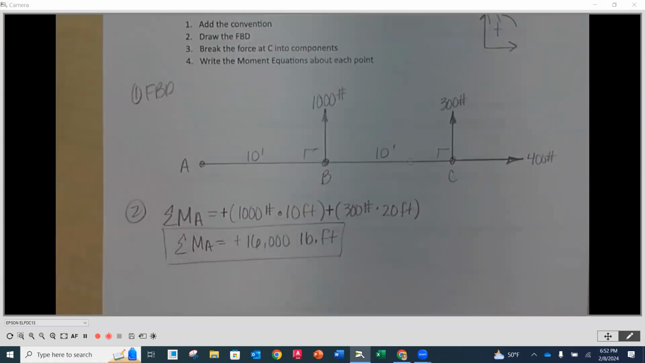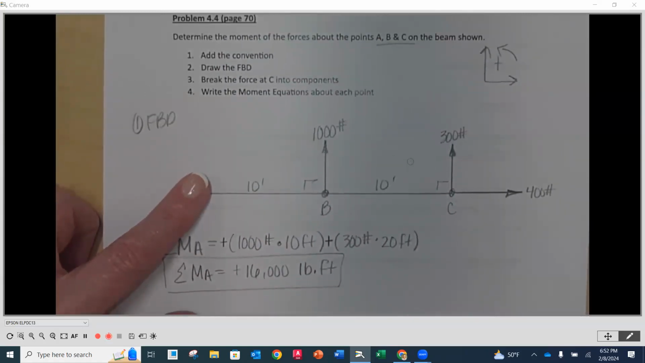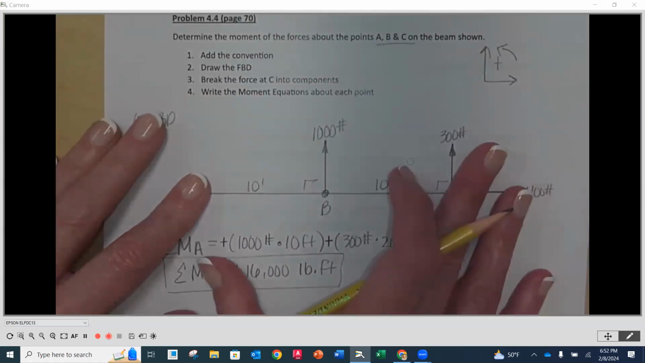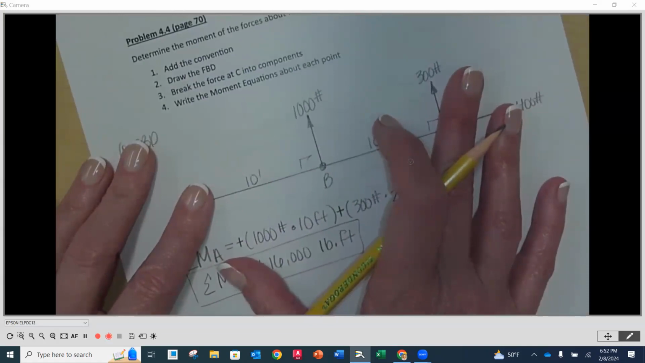And it's positive, meaning if I put my finger on A here, based on the direction of those forces, and them being offset, this whole thing is going to want to go like this. It's going to want to go in a counterclockwise direction.